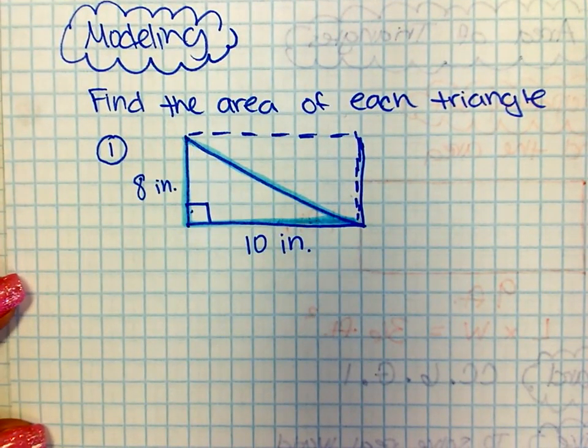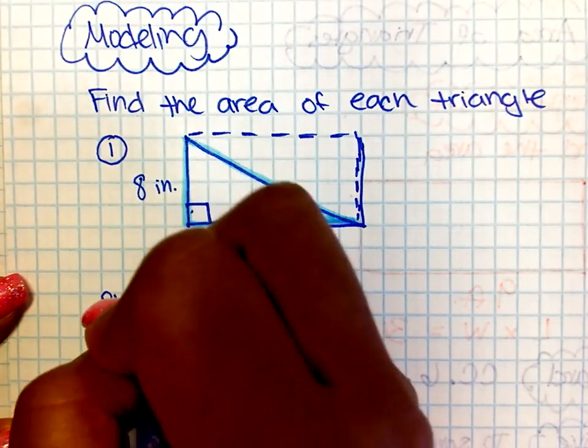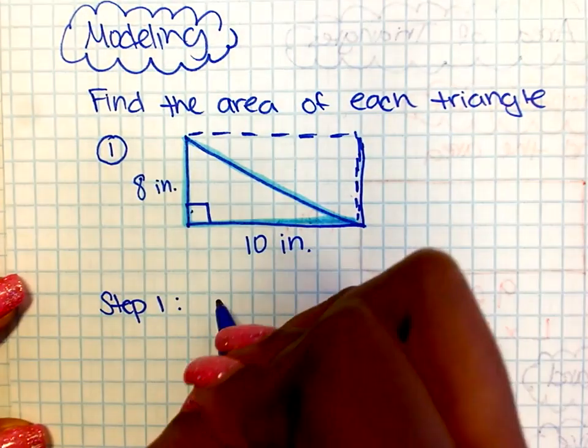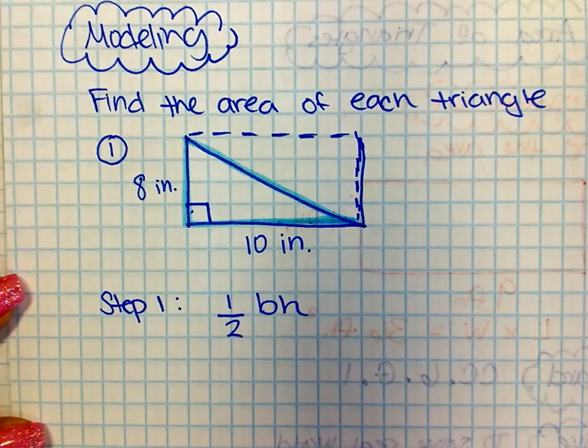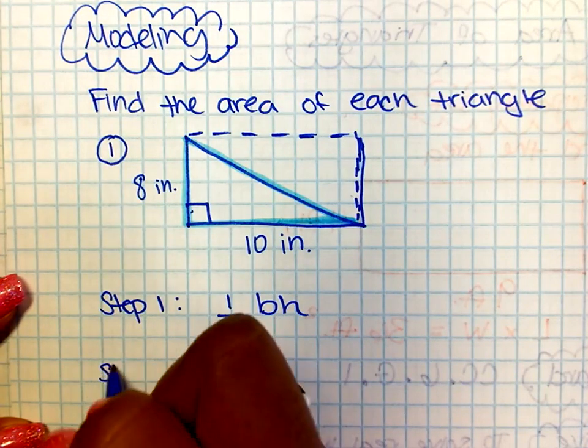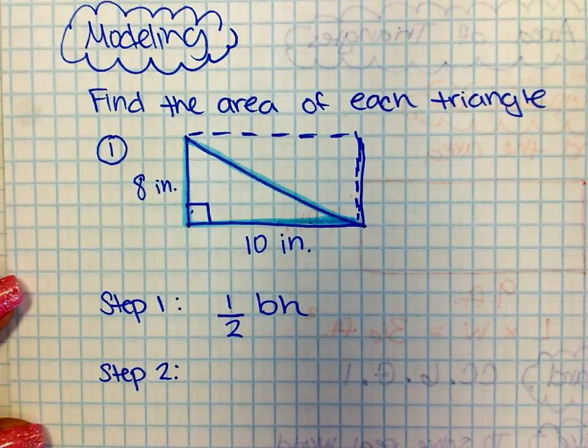So this will be very simple. Step number 1 tells me to write the formula. I know that the formula is 1/2 base times height, which is going to be base times height divided by 2, right? Step 2 tells me to substitute in the numbers for the variable.